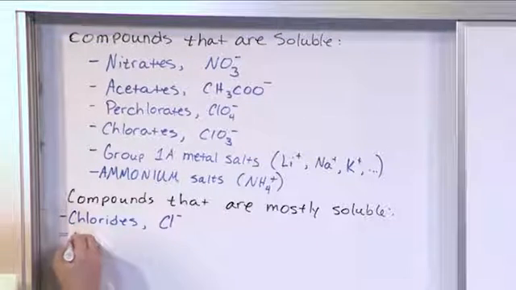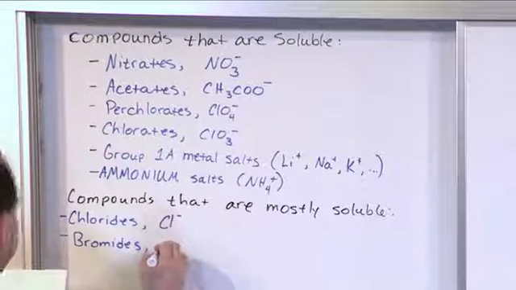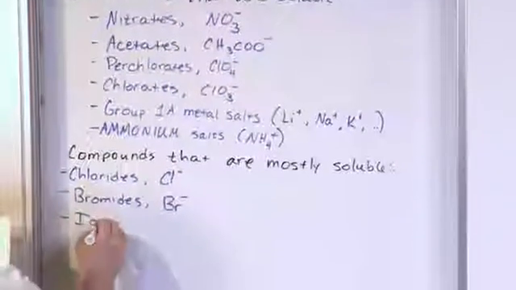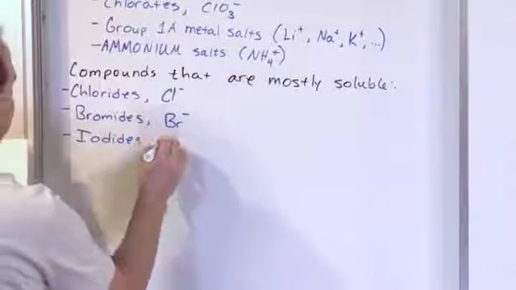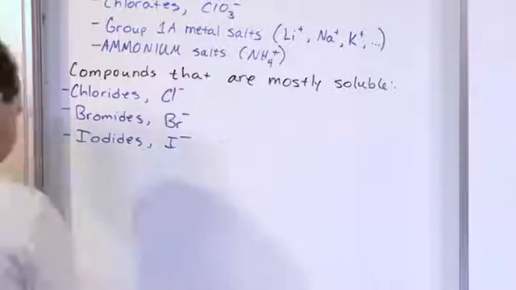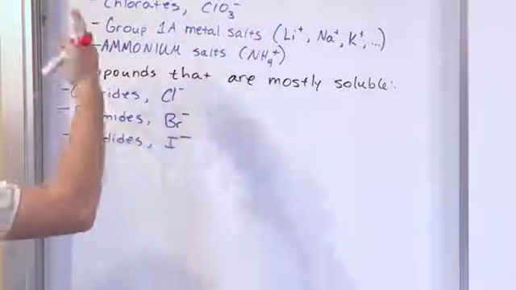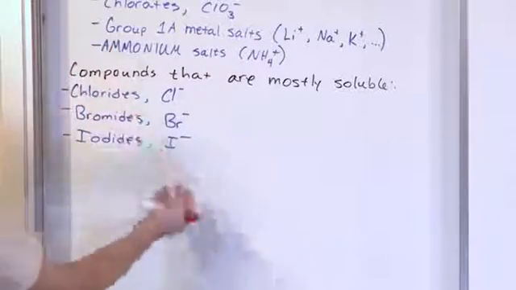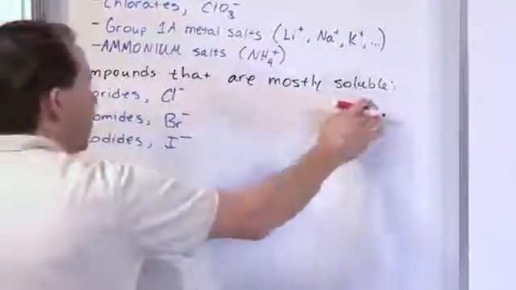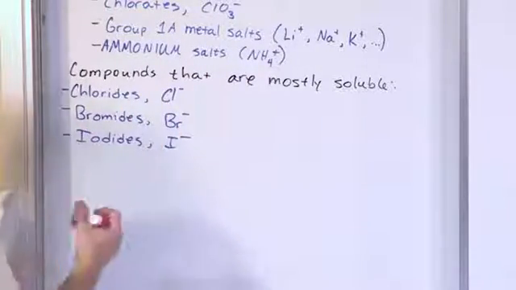If I have my chlorides, I have my bromides. Bromides are anything with bromine at the end. Br also likes to form a -1 ion. And then I've got my iodides. These have iodine, which also likes to form -1 ions at the end. Now, these are what I'm calling mostly soluble. In general, something like potassium chloride or potassium iodide is going to dissolve in water, but it's mostly soluble. It means that it is going to dissolve, but maybe not quite as instantly as some of the others.